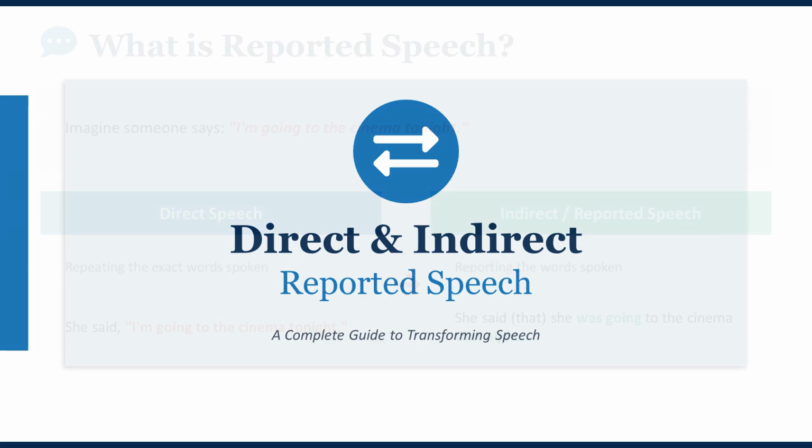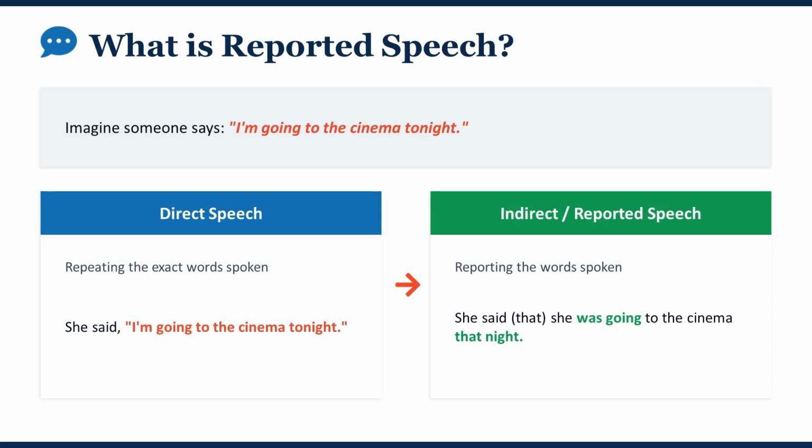Let us get started. So what exactly is reported speech? Let us say someone tells you, "I am going to the cinema tonight." Now, later in the day, you want to tell another person what was said. You have two choices. The first option is direct speech, where you repeat the exact words the person used. For example, she said, "I am going to the cinema tonight."